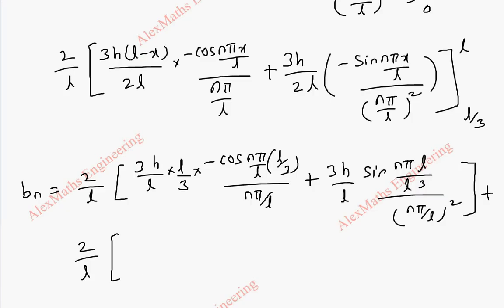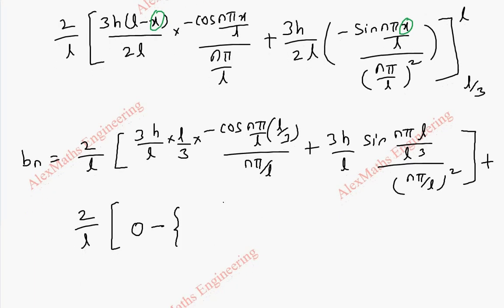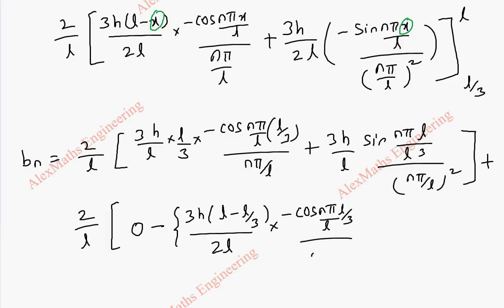So when I substitute L here, L minus L is 0. When I substitute L here, after cancelling with L, sine n pi, which is also 0. So the upper limit is completely 0. Minus the lower limit, I have to substitute L by 3. So now this is 3h into L minus L by 3 by 2L into minus cos n pi L by 3 by L, then n pi by L.